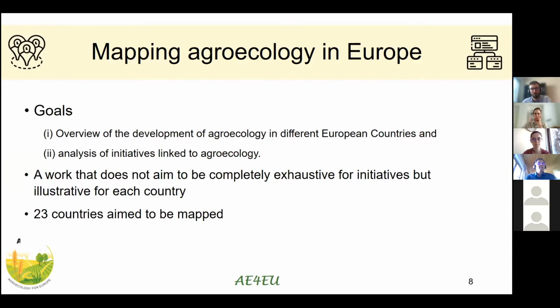Yes, and then for the mapping, I will hand over to Baptiste because he's leading and coordinating the mapping together with me. So we will briefly introduce the methodology and what was carried out before we come to the results from Germany and Austria.